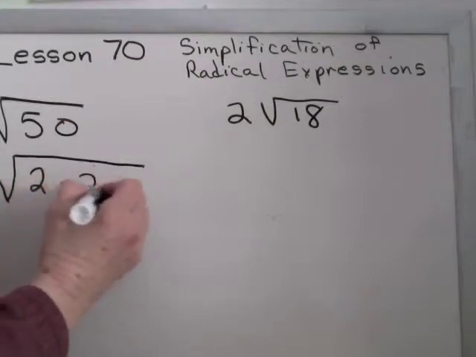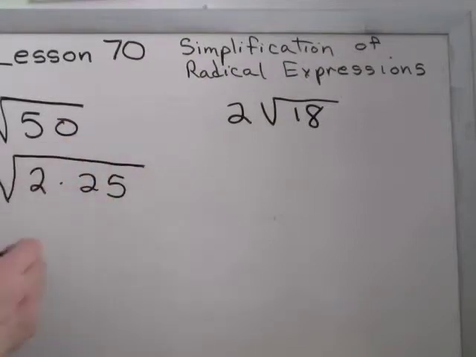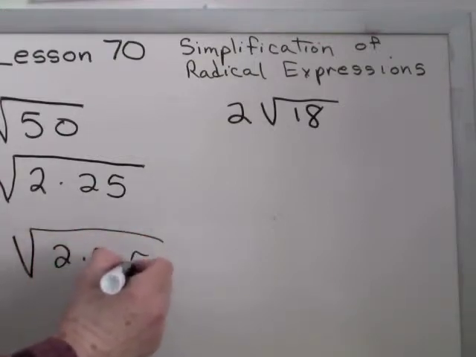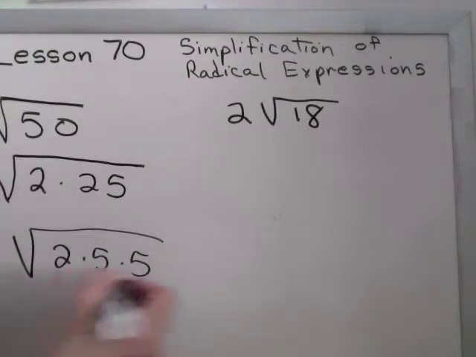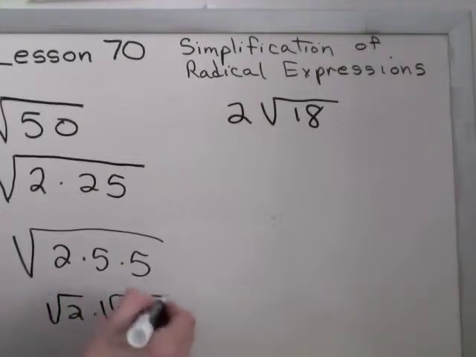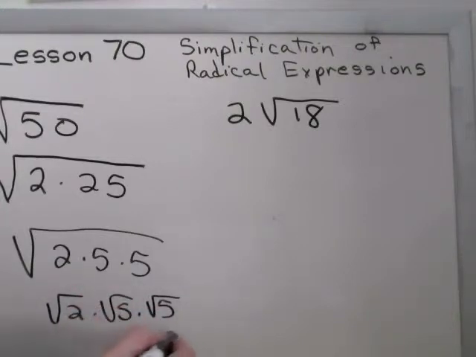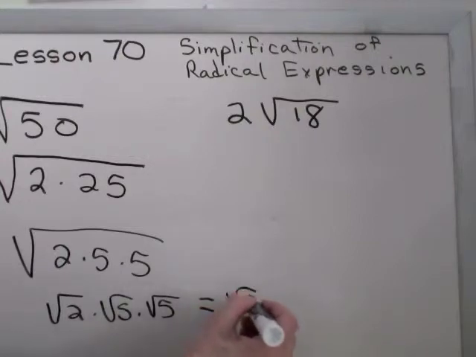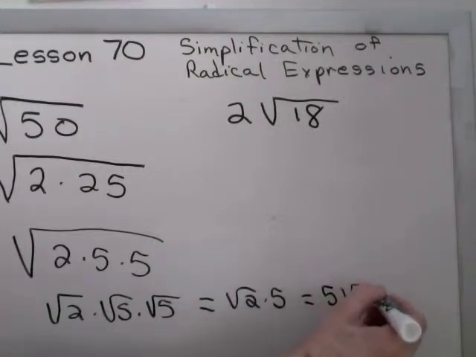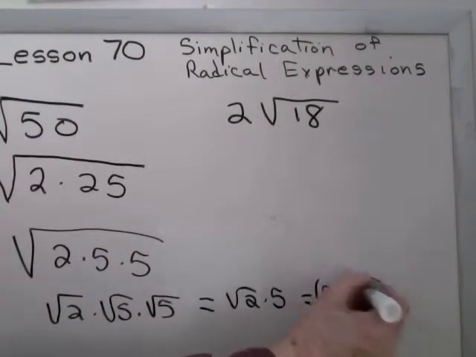2 times 25. And then 25 breaks up into 2 times 5 times 5, which can be thought of as radical 2 times radical 5 times radical 5. And by definition, when you multiply two radicals that are exactly the same times each other, it eliminates the radical sign. So this becomes radical 2 times 5, which we can then write as 5 root 2. And that's the simplification of that.